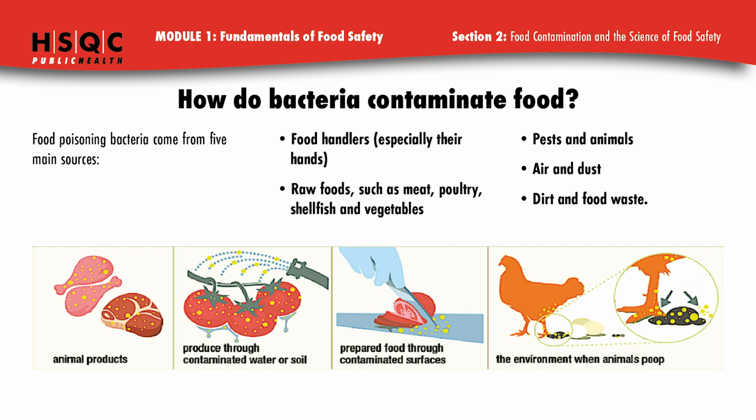How do bacteria contaminate food? Food poisoning bacteria comes from 5 main sources: food handlers, especially their hands; raw foods such as meat, poultry, shellfish and vegetables; pests and animals; air and dust; dirt and food waste. Animal products: produced through contaminated water or soil, prepared through contaminated surfaces, the environment when animals poop.